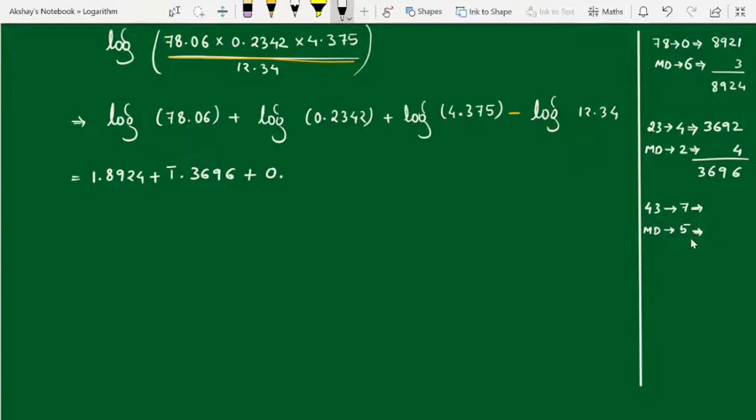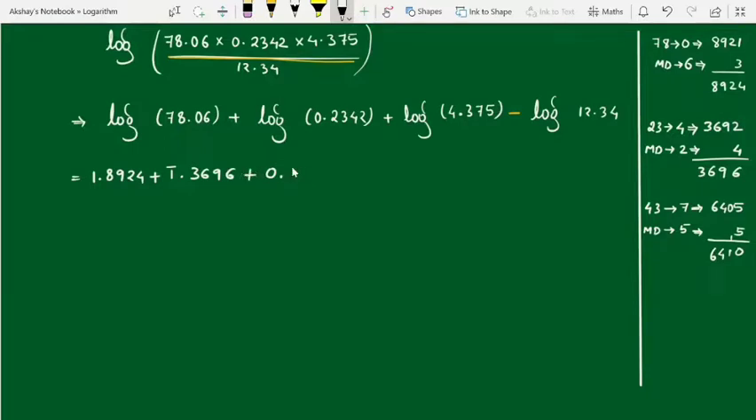So 43 under 7 and mean difference value 5. So 43 under 7: 0, 1, 2, 3, 4, 5, 6, 7. I have 6405. And mean difference value in 5: 1, 2, 3, 4, 5. Mean difference value I have 5 only. So final answer will be 5 plus 5, 10, so 6410.